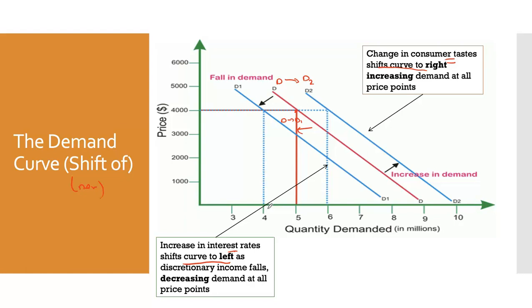So you can see we have many factors, and we're going to go through them in a second, that will shift the demand curve either to the right, shift to right equals increase in demand, and a shift to the left equals a reduction in demand at all price points. And it's really important to use that term shift when you do.